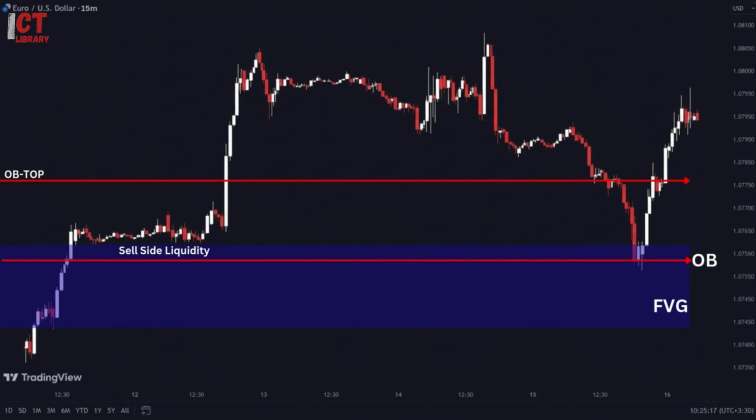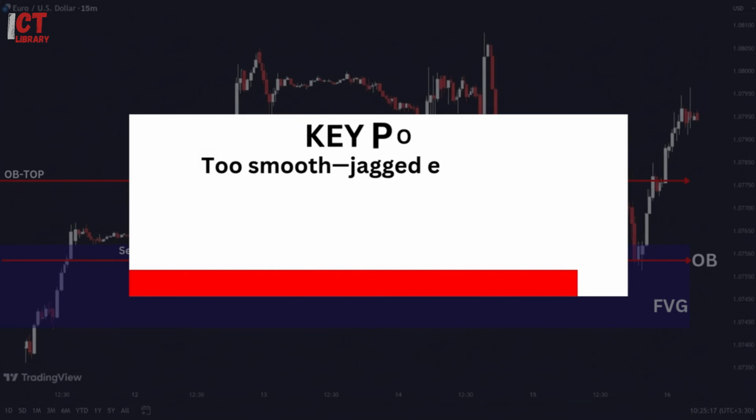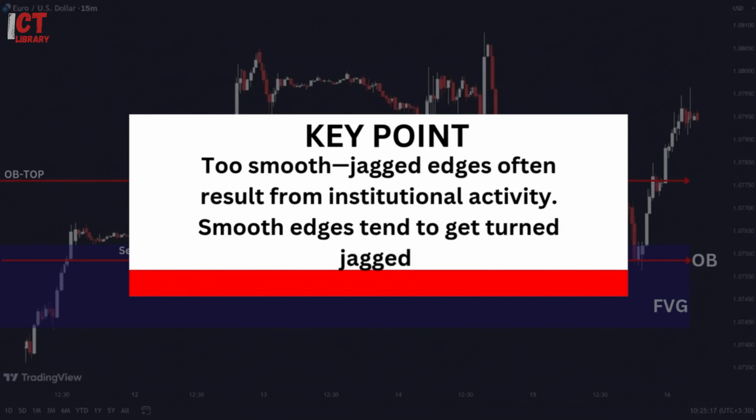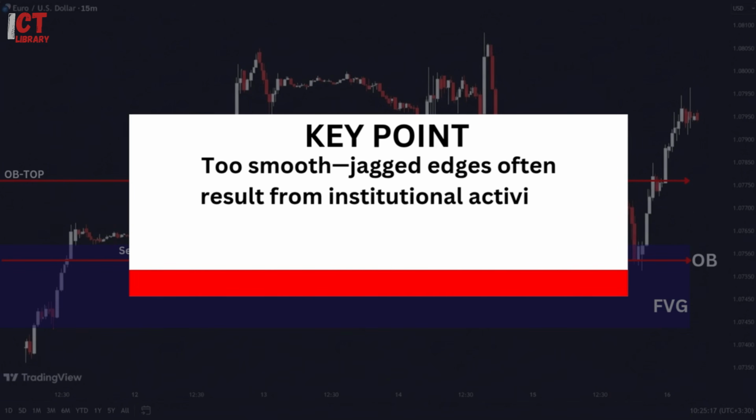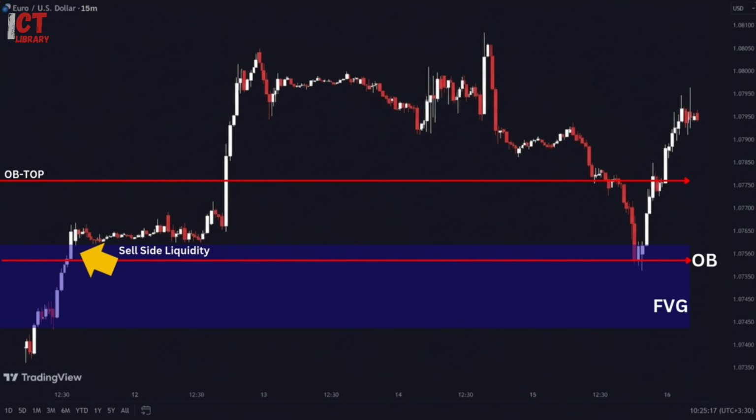Here is the 15-minute time frame. The chart appears very clean here. Too smooth. Jagged edges often result from institutional activity. Smooth edges tend to get turned jagged. There is a fair value gap here. Market trades down into that zone, comes back up, finds support, rallies through the short-term high, then trades up into the imbalance here because of this balanced price range that it must overcome.